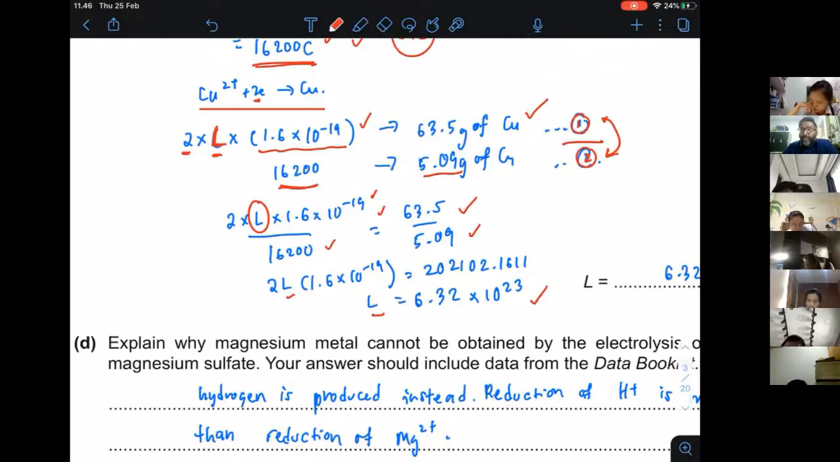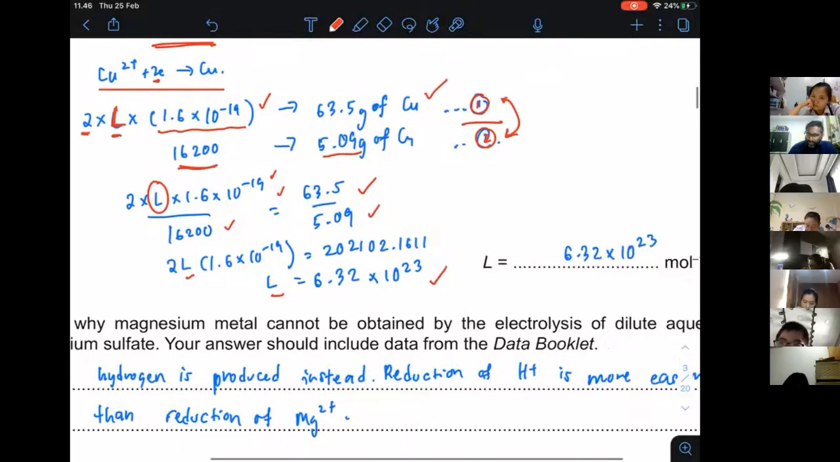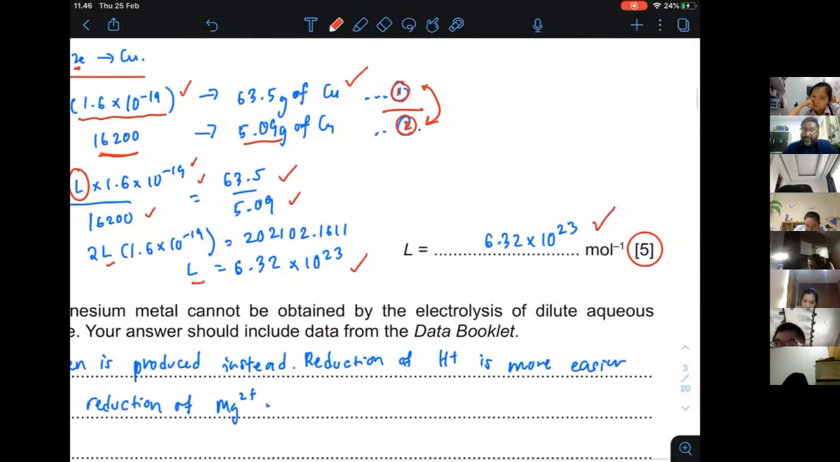I supposed to get 6.02 times 10 to the power of 23, but I'm not getting that. To explain why, I think because of the experimental error and the conditions and so on. But you are getting something closer to Avogadro constant. This is what we want. 6.32 times 10 to the power of 23.